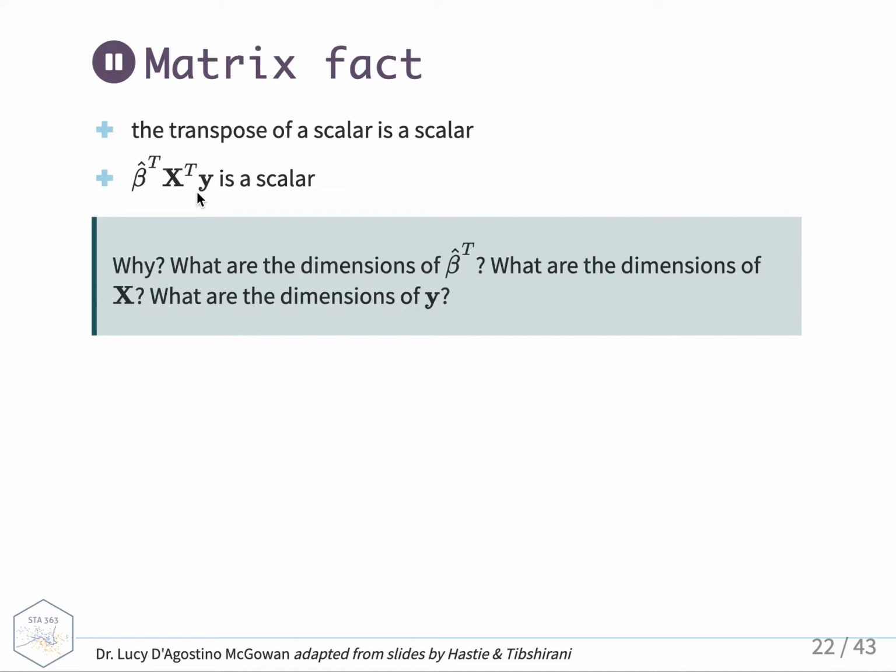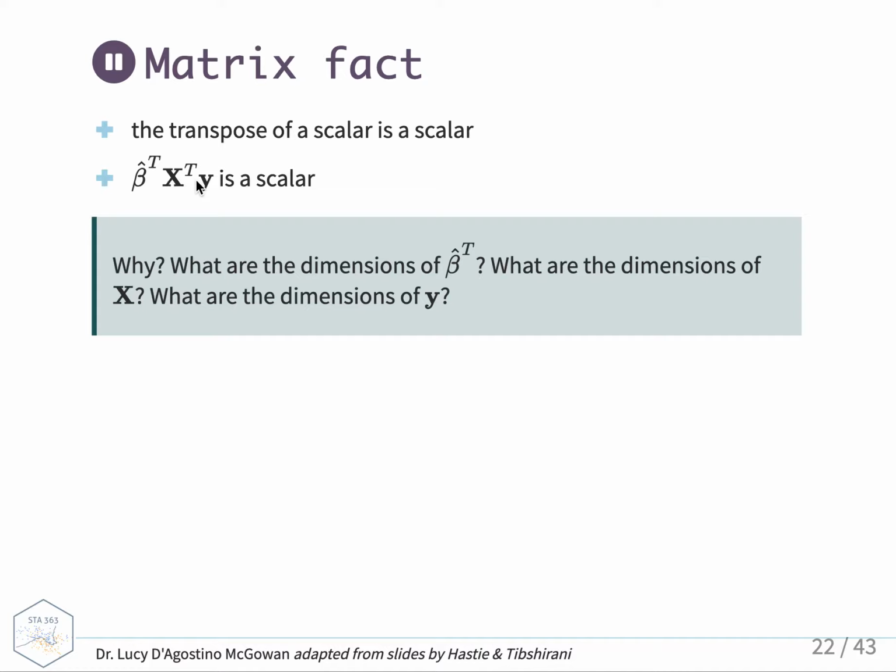And we can think about that because beta transpose is going to be just 1 by, in the case of simple linear regression, 1 by 2. Our design matrix x, if we take the transpose of that, x transpose, is going to be 2 by n. And then our y is going to be n by 1. And so if we have a 1 by 2, 2 by n, and n by 1, we multiply those all together, we end up with a 1 by 1, which is just a scalar or a single number.